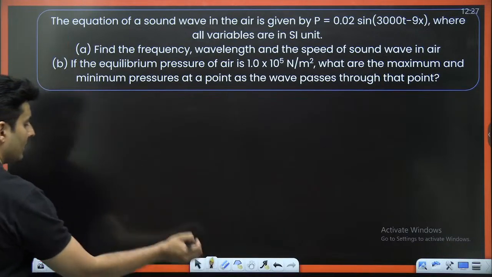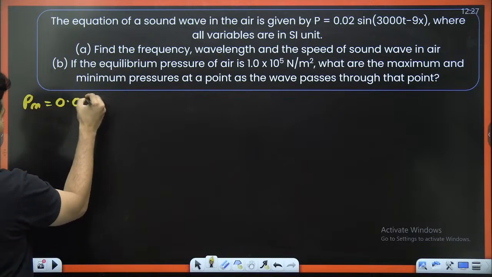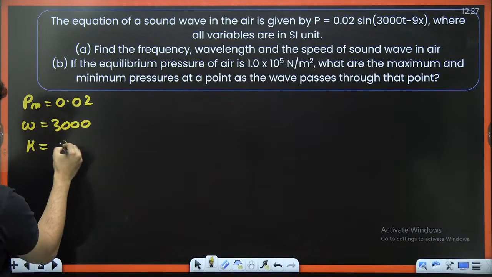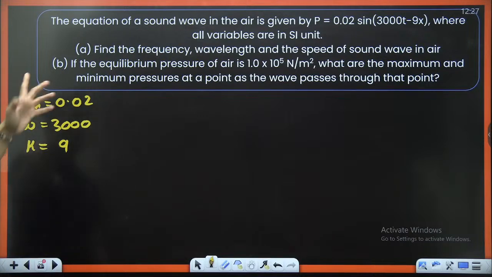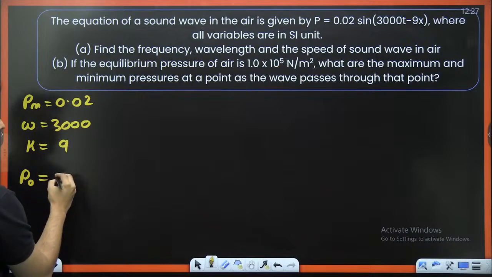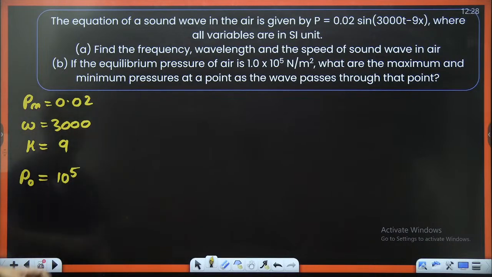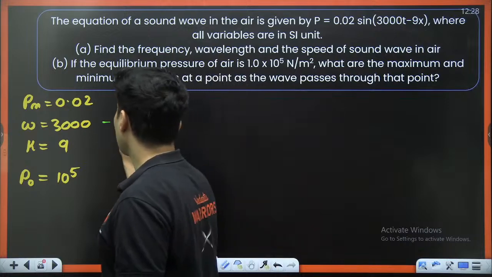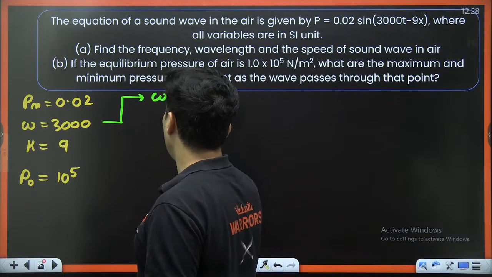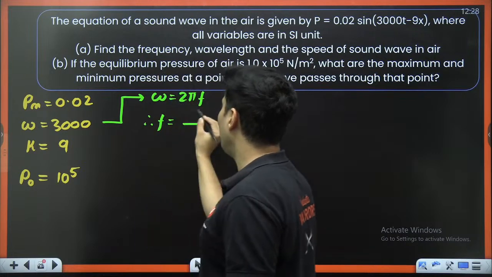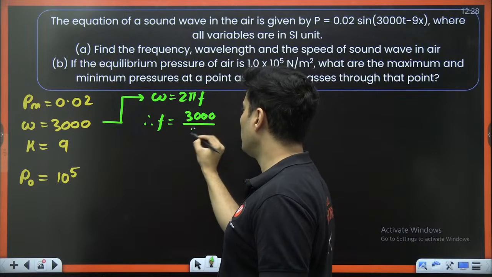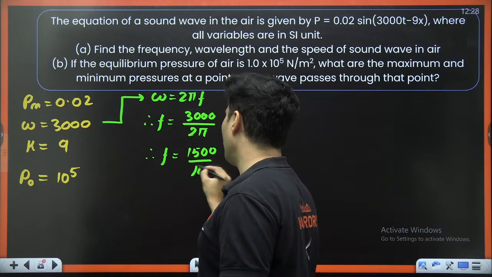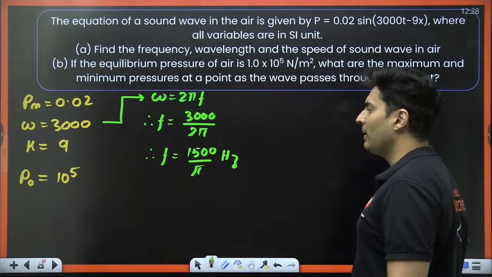So over here, do I know certain values? Yes. PM is 0.02. Omega is basically 3000. K value is basically 9. Equilibrium pressure P naught is basically 10 to the power 5. What is the frequency? For the word frequency, you have to find F, and that will be obviously from omega. Omega is 2 pi F, so F will be omega by 2 pi. Omega is 3000, 2 pi as it is over here. Therefore, F will be 1500 divided by pi hertz.